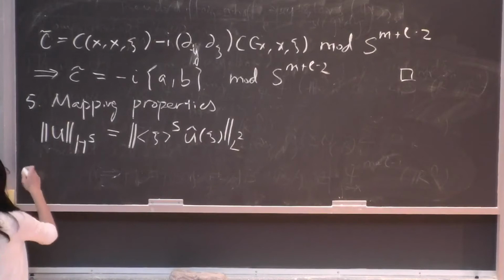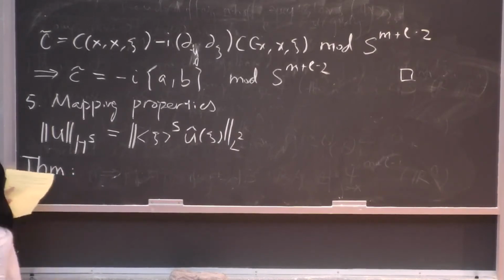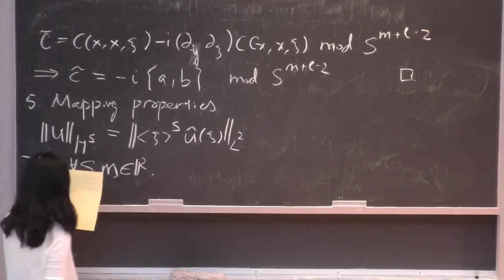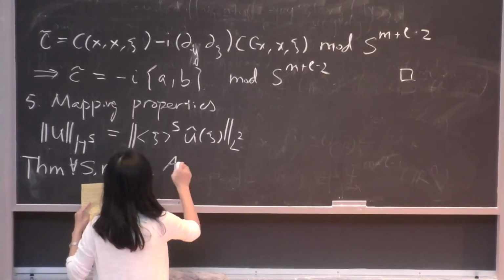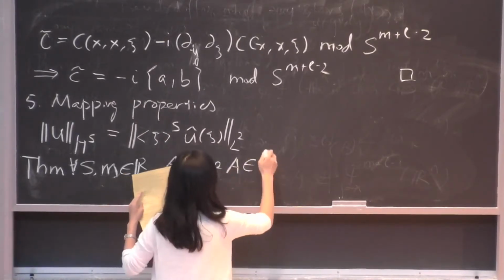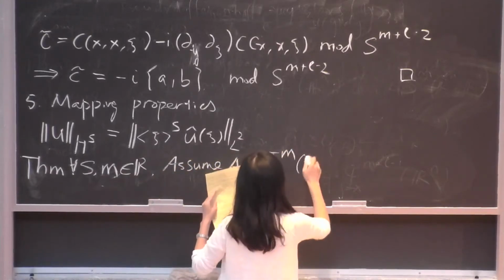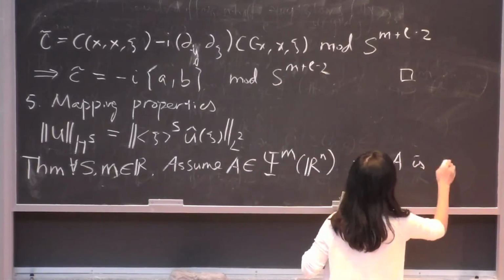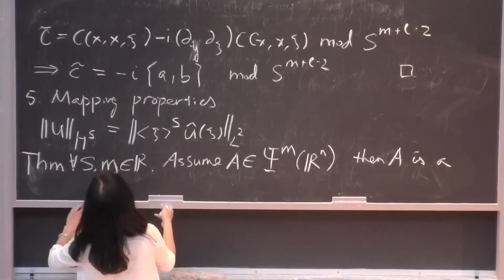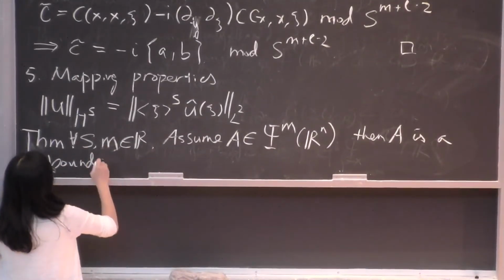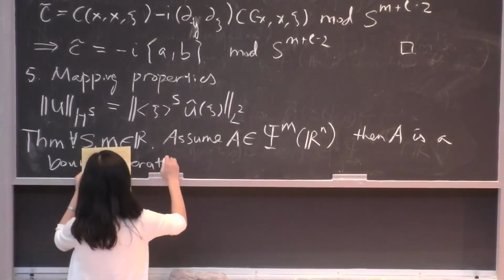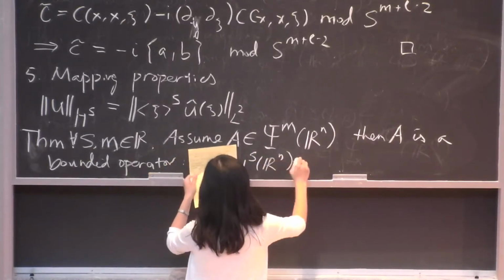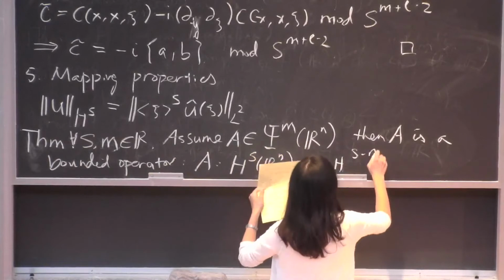And then the important theorem is the following: fix any m, and assume A is an mth order pseudo-differential operator. Then A is a bounded operator acting from H^s(R^n) to H^(s-m)(R^n).